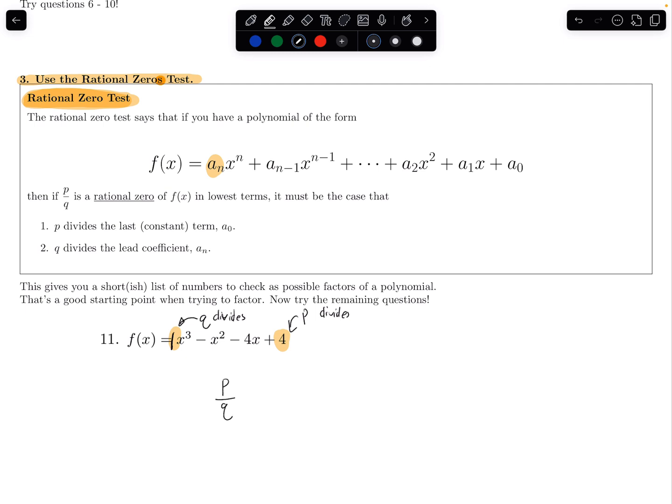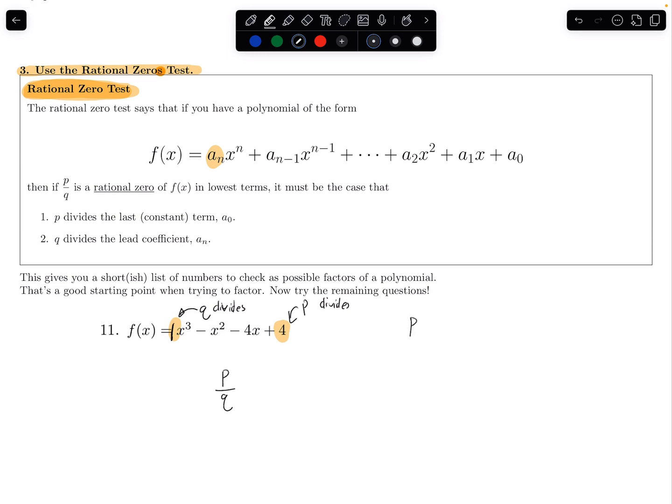So what are the possibilities? What things divide 4? Let's start with P. So P could be, well, you always get plus or minus 1, because for something divided, it could be positive or it could be negative. So you get plus or minus for each number. P could be plus or minus 1 because 1 always divides everything. It could be plus or minus 2 because 2 divides 4, or it could be plus or minus 4. What about Q? It's got to divide 1. So Q could be only plus or minus 1. That's it. Those are the only options, right?